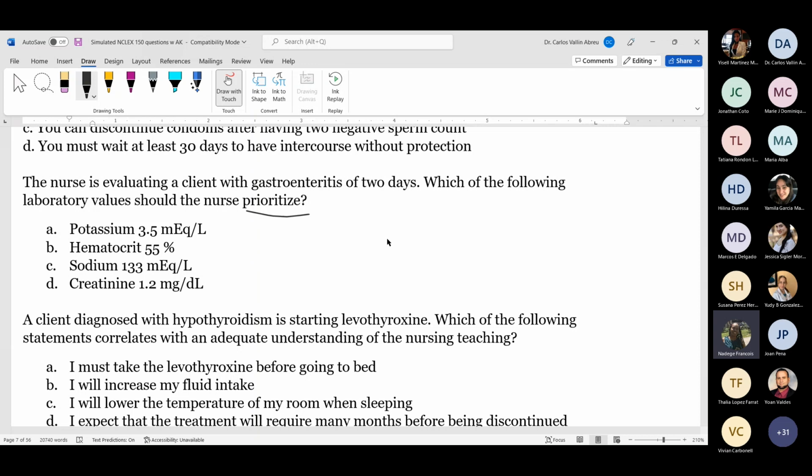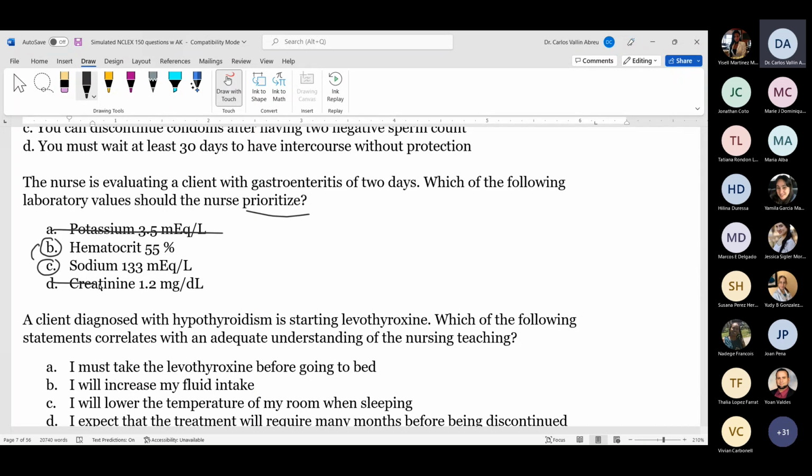C. C like cat, C like coconut or cat? Okay, any other opinion? C. B as in boy. So you are between these two. Obviously the potassium is in the lower limit, but it's normal. It needs to be observed, but at this moment it is not a priority. We can rule that out.